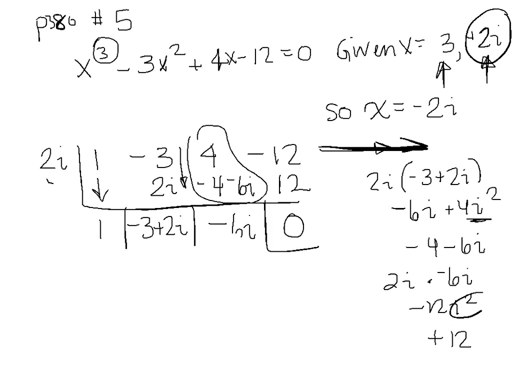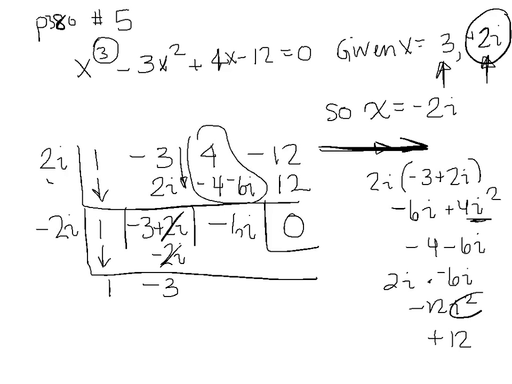Let's say I wanted to try this again. I'm going to factor out the negative 2i, because I find there's a plus i, there has to be a negative 2i. So, bring down the 1, multiply these together, add these together, these are going to cancel, negative 3, multiply, plus 6i, and indeed I get the 0 remainder. Those are both good roots.